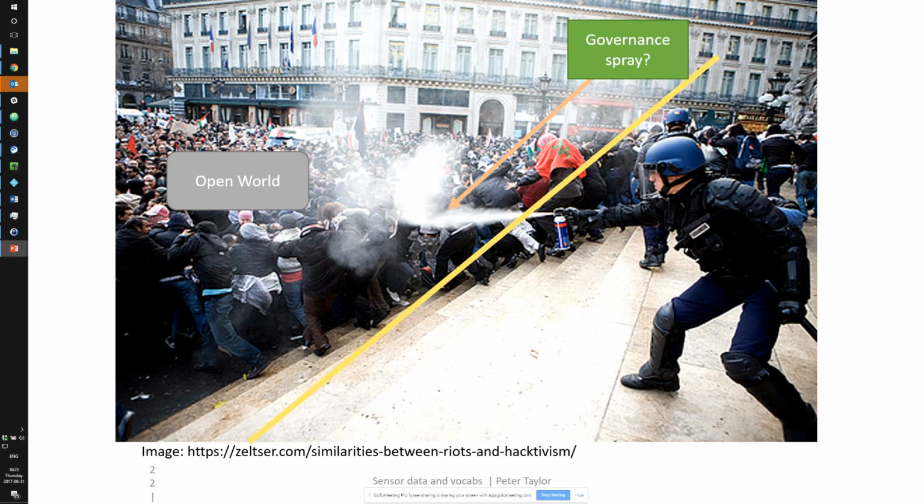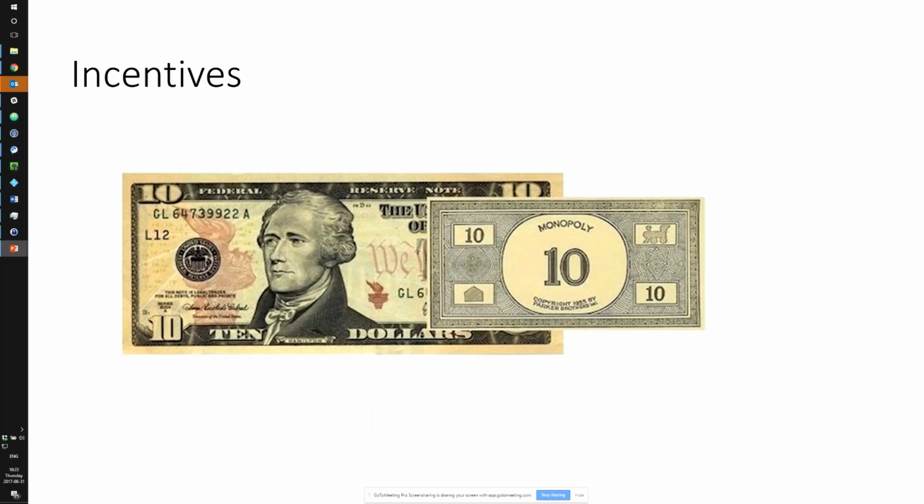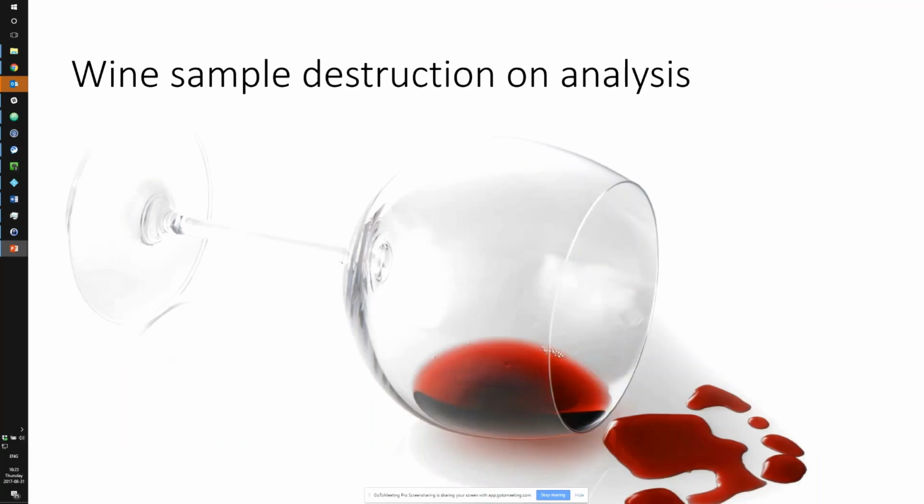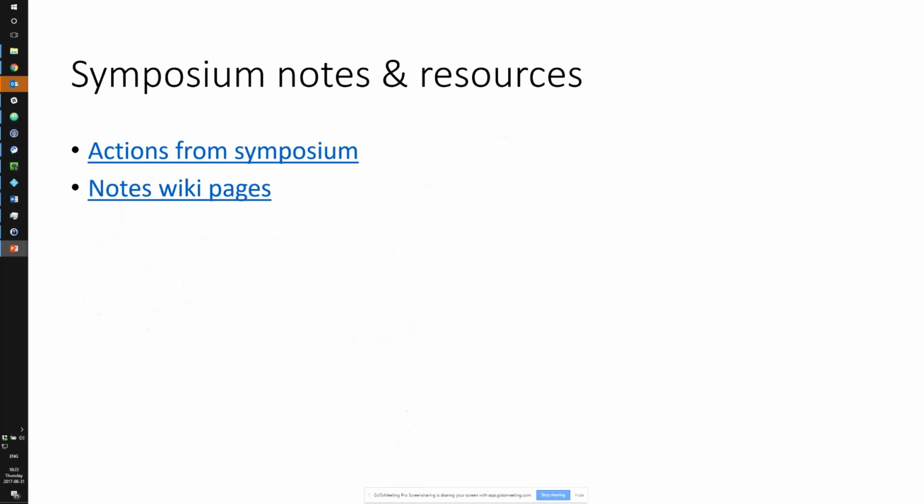We want to encourage the masses, but we have to be a little bit careful about how we apply our governance spray. Incentives are important, both real and sometimes slightly imaginary. ESIP money was mentioned. And we have to recognize that sometimes the samples are destroyed in order to do the analysis. Anyway, I'll close there. I think I've used up my 20 minutes of presentation time so that we can have some discussion.